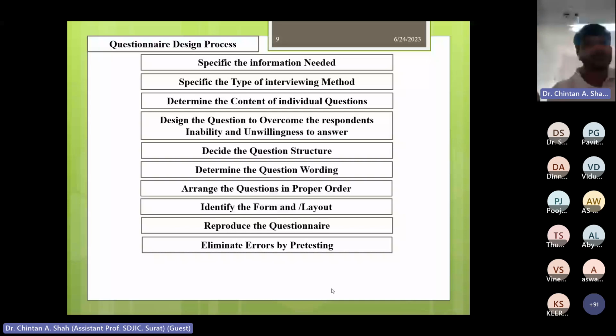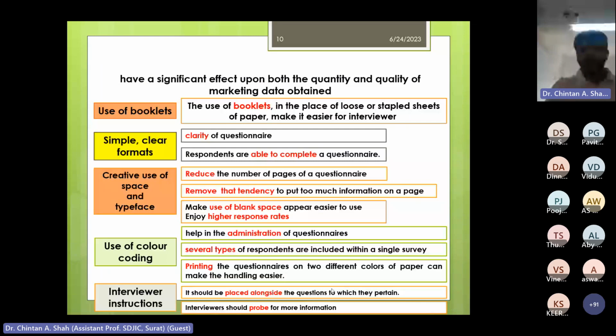Arrange the questions in a proper order so you can maintain the dignity, maintain the sequence, and maintain, what we can say, the dilemma. Identify the form and layout through printout, reproduce the questionnaire through pre-testing, and eliminate the errors through pre-testing. Now, the physical appearance of the questionnaire is really very important for everyone. That is the use of a booklet.